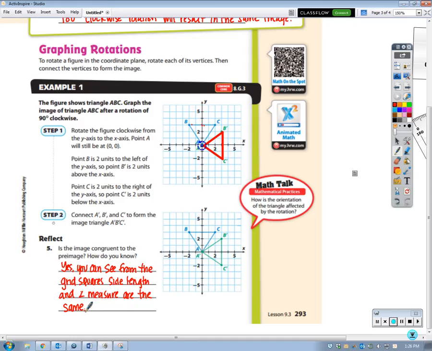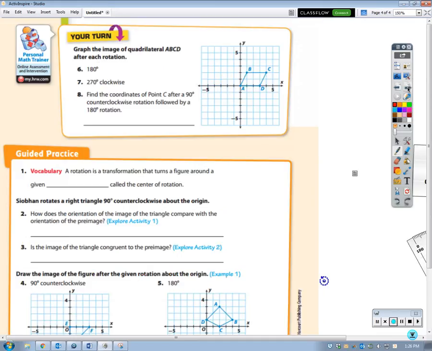So the last thing that you need to do here before we have class is you need to go ahead and do the Your Turn.